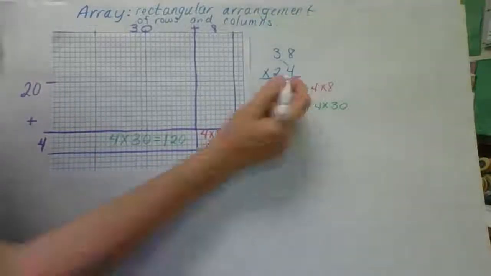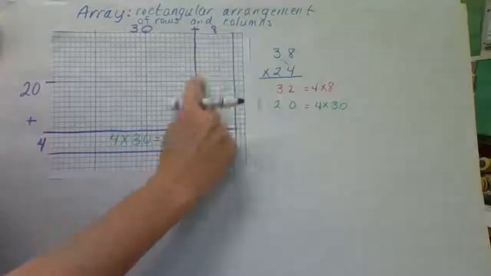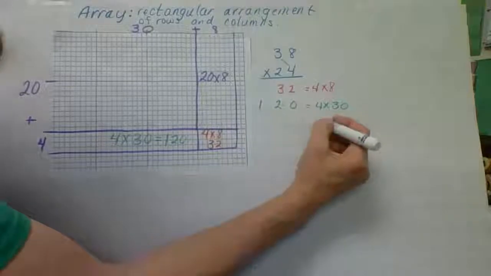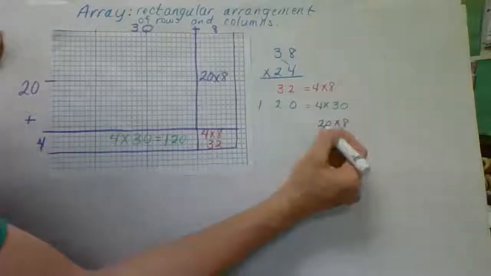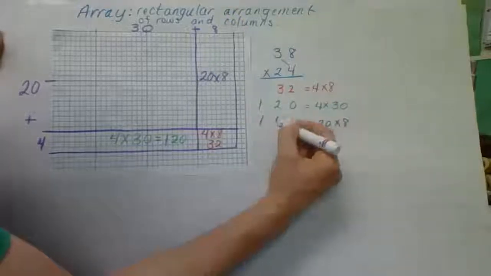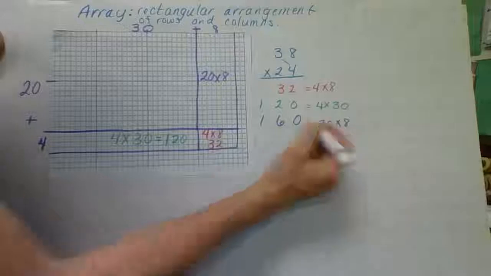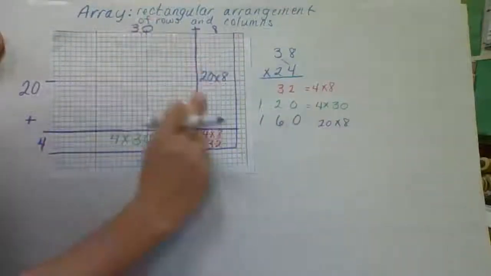I have 20 rows times 8. And that's what I have here, 20 rows times 8. So this part is 20 times 8. And I'm going to write it on the side. And 20 times 8 is 160. 2 times 8 is 16. In this case, I have 16 tens: 8 tens here, and 8 tens here.